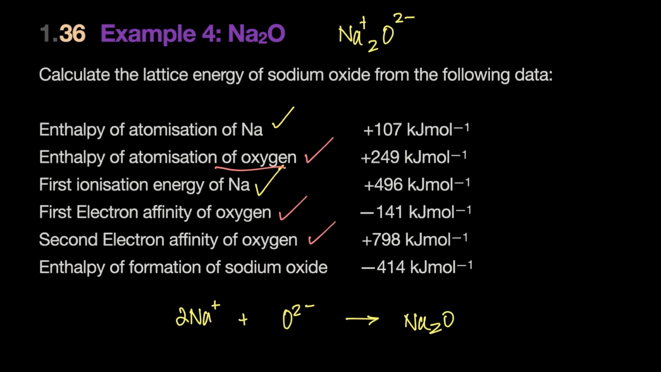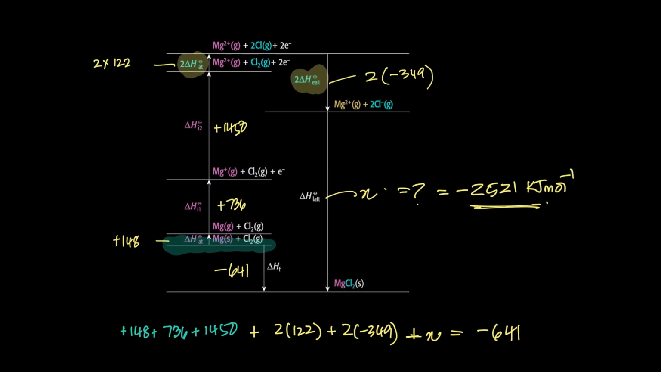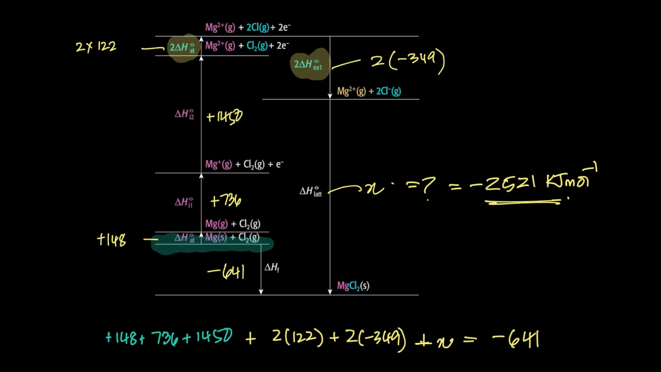But before I show you the Born-Haber cycle, one thing I want to highlight using the previous question is that you can also combine ionization energies. Like in the previous example, you notice that this arrow was the first ionization energy of magnesium and this was the second ionization energy of magnesium. You can also give one overall arrow to go from magnesium to magnesium 2 plus, and that arrow would be the sum of first and second ionization energies. Makes it a little simpler to draw.